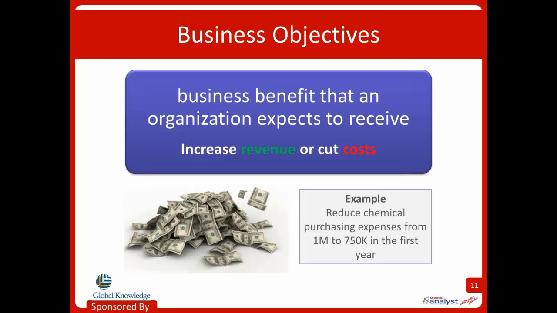Now, in our example chemical tracking system, one objective might be to reduce chemical purchasing expenses from $1 million to $750,000 in the first year. You might have different objectives that are things like, maybe we're going to reduce the number of chemicals that are misordered by a certain specific number or wasted or something like that. Or maybe we're going to measure the amount of time people spend doing it. But again, those are proxies that relate back to reducing the actual expenses.